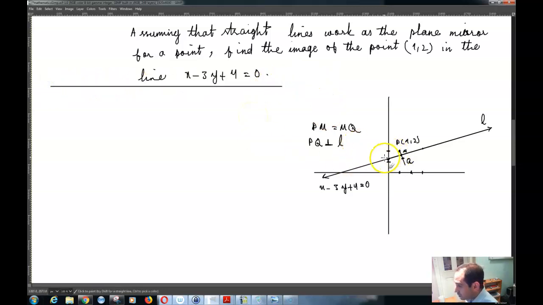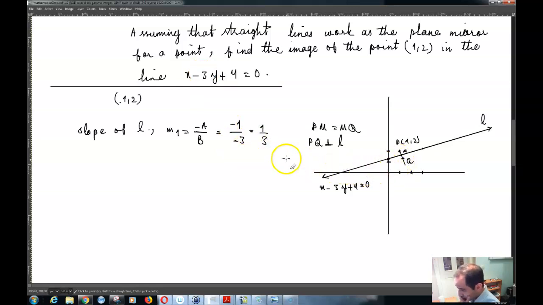So then what you need to do here is first find the equation of this line segment, or line, MQ, for example. And you do know that one point on this line is 1, 2, and since the line is perpendicular to this line, the slope of L is going to be equal to m1, which is negative a over b. So negative a over b is the same thing as negative 1 over negative 3, which is equal to 1/3. So this is the slope of this line, which is equal to 1/3.